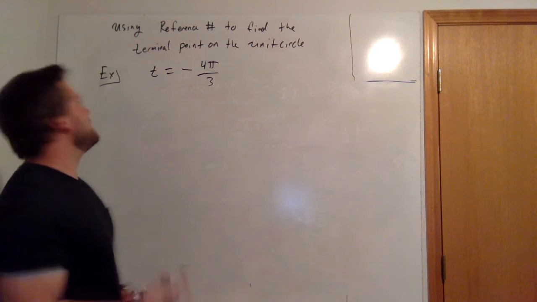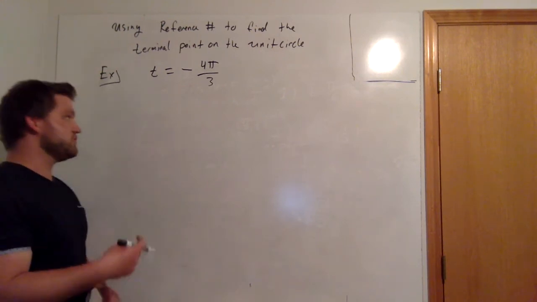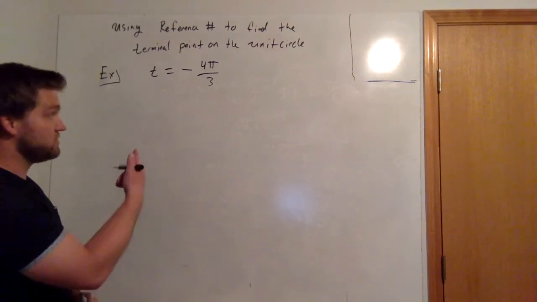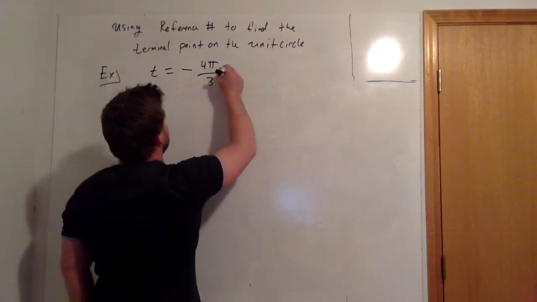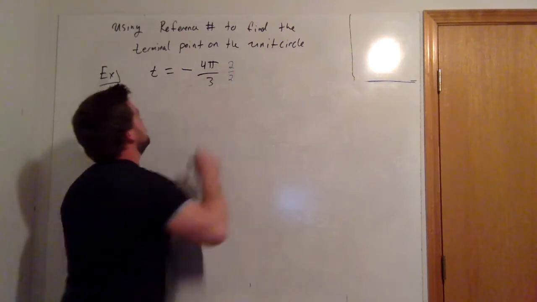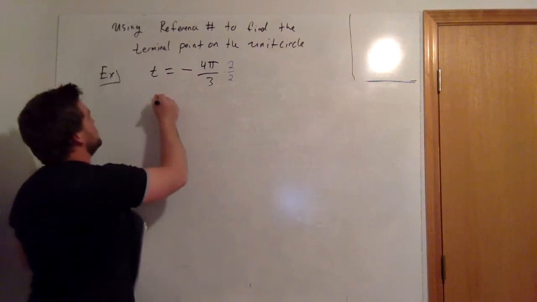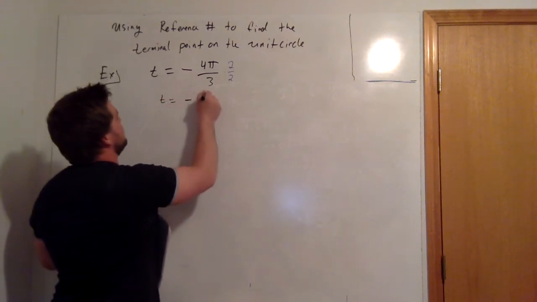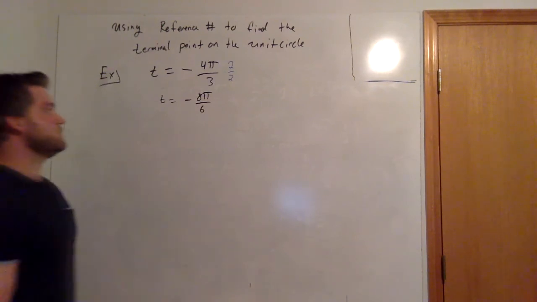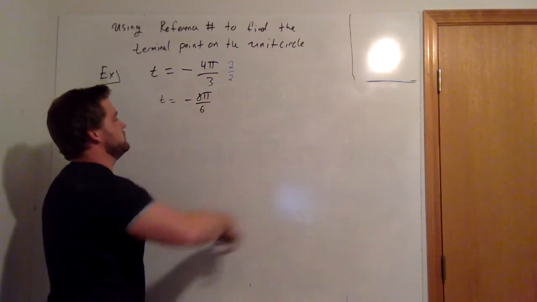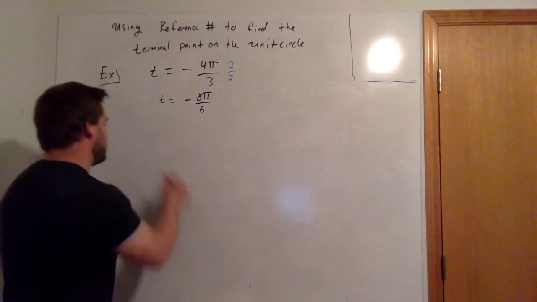For me, I remember that the unit circle is built of increments of pi over 4 and pi over 6. So I'm going to adjust this by doing the best trick in the math book. I'm going to multiply by 2 over 2. So we have that t will be negative 8 pi over 6. So I know I'm going to move 8 increments of pi over 6 clockwise around the unit circle starting at 1, 0. So where are we?